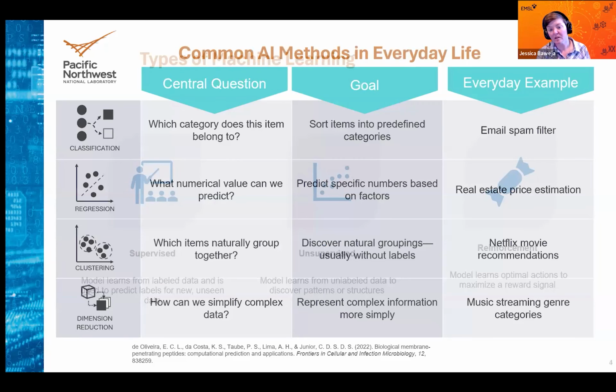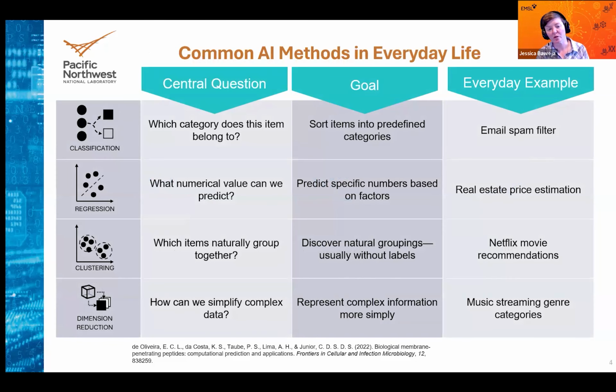And these kinds of approaches are used in all sorts of things that we encounter in everyday life, these sorts of machine learning based approaches, right? So when we apply machine learning, it can look like a few different things. It can look like classification. So which category does this item belong to? An example of that we might encounter in our daily life is our email spam filter. So it's sorting your emails into these predefined categories of spam or not spam.